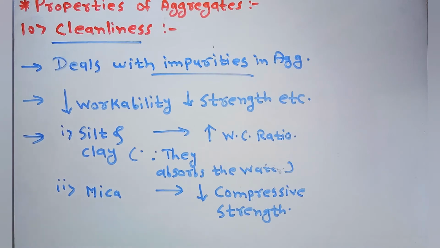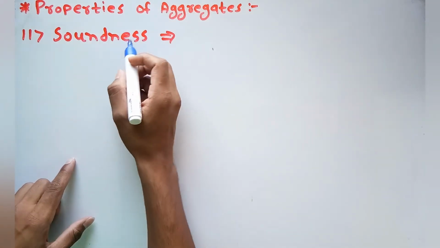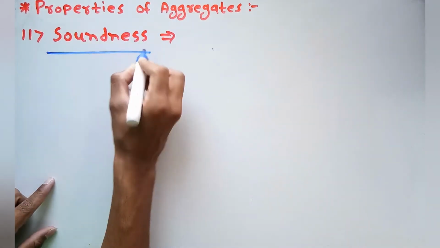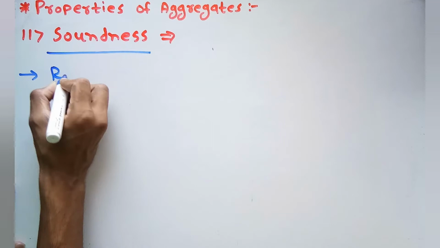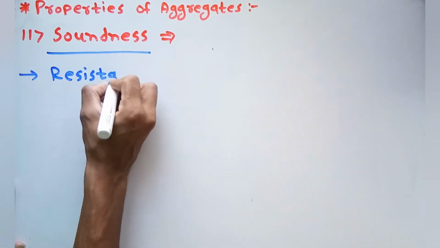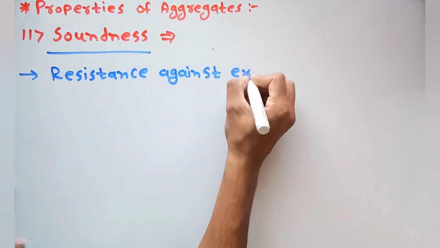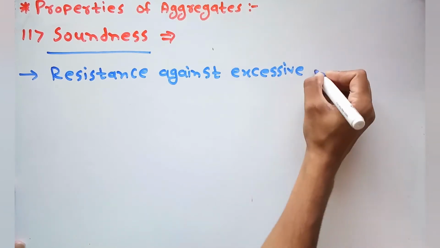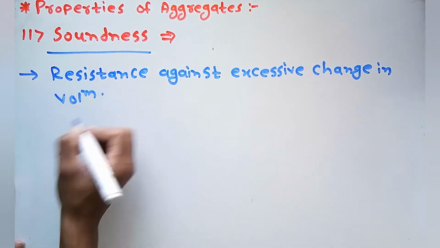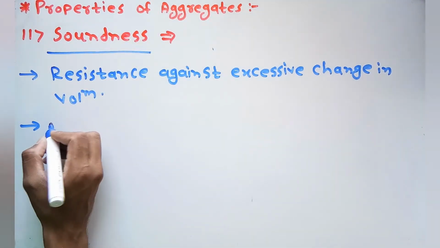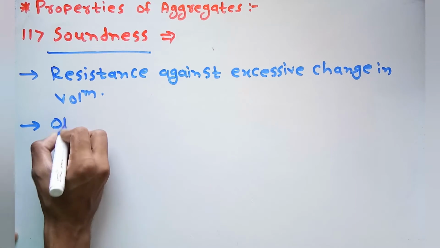Now we will move towards our next important property, that is soundness, which we study while dealing with the properties of aggregates. Soundness is simply the resistance against excessive change in volume. This soundness can be observed by the physical conditions.